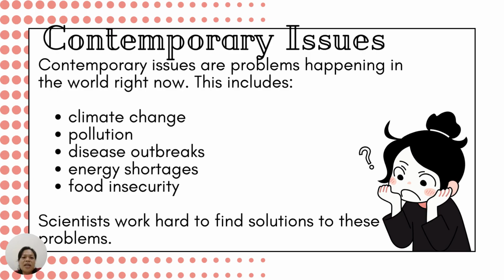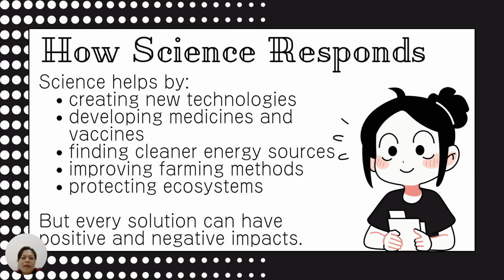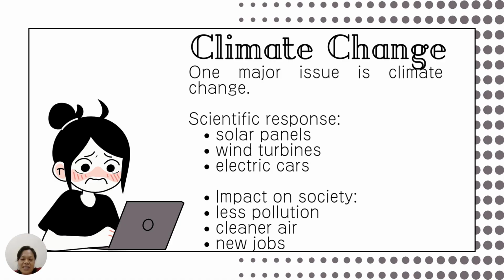Now, when we look at contemporary issues nowadays, the problems happening in our world right now are climate change, pollution, disease outbreak, energy shortage, and food insecurity. So, how are science and technology able to find solutions for these problems? Science helps to create new technologies, develop new medicine and vaccines, and find cleaner energy that won't harm our living creatures and protects our ecosystem.